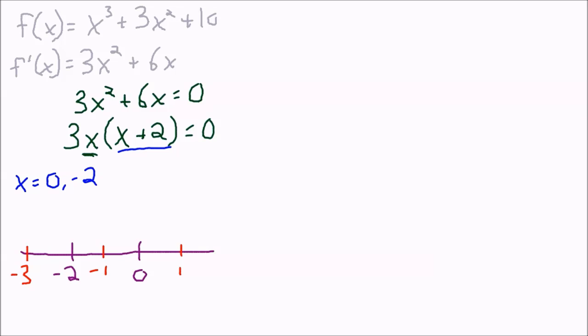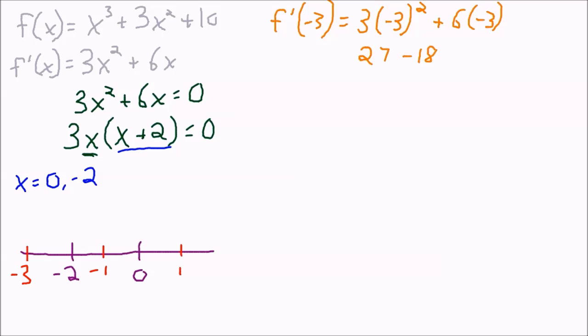Alright, so let's start with plugging negative 3 into my derivative function. That means I'm going to have f prime of negative 3. Plugging negative 3 in gets me 3 times negative 3 squared plus 6 times negative 3. Negative 3 squared is a positive 9. 9 times 3 is 27. And then 6 times negative 3 is negative 18. So 27 minus 18 is a positive 9. So from the interval negative infinity to negative 2, I know that my slope will be positive.